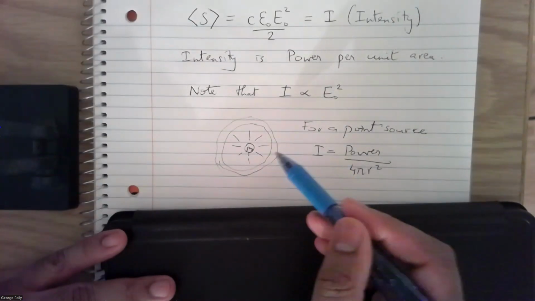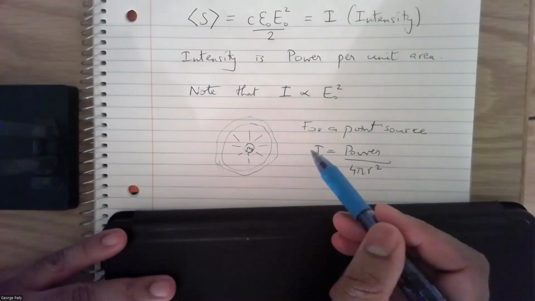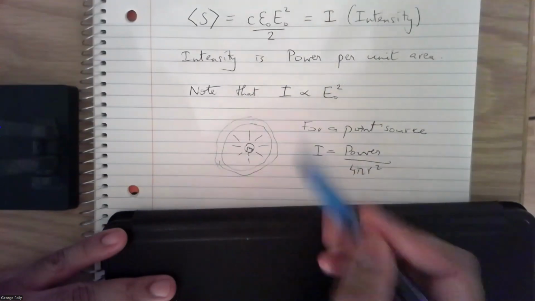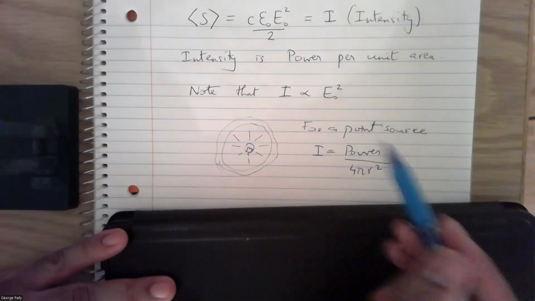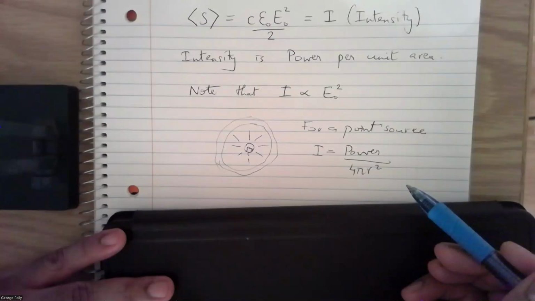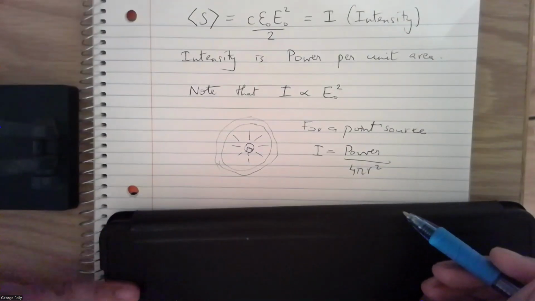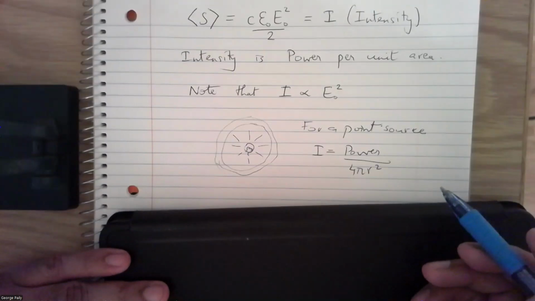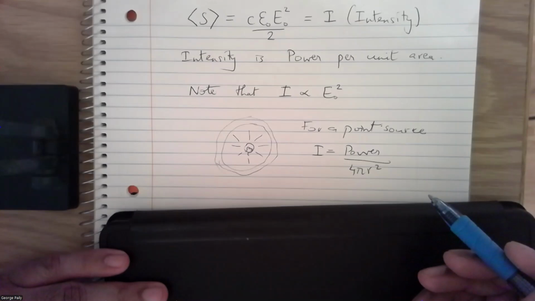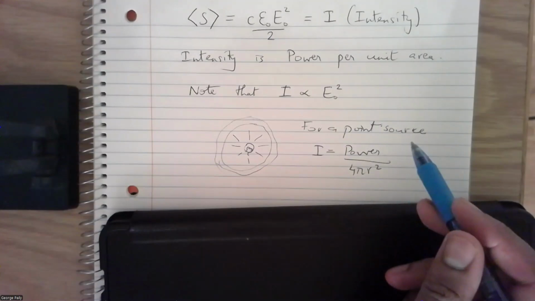And so we see that as we move further away, the sphere expands as it propagates, and the same power is being spread over a larger and larger area. And so the intensity drops. And this makes sense with what we know. If you're very close to a bright light, it's very intense, but as you move further away, the intensity drops. And it falls off as 1 over r squared, assuming you're dealing with a point source.